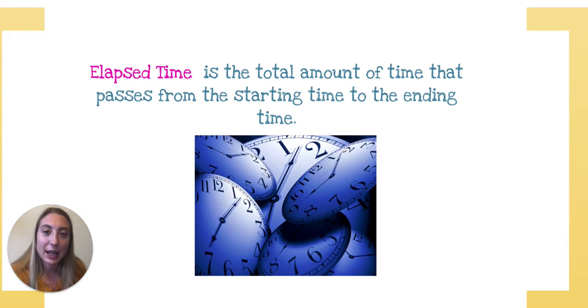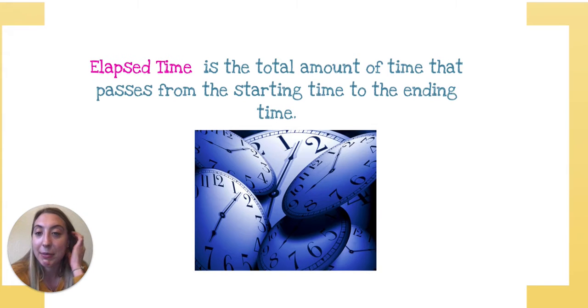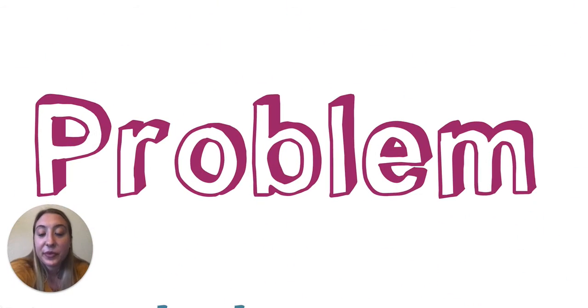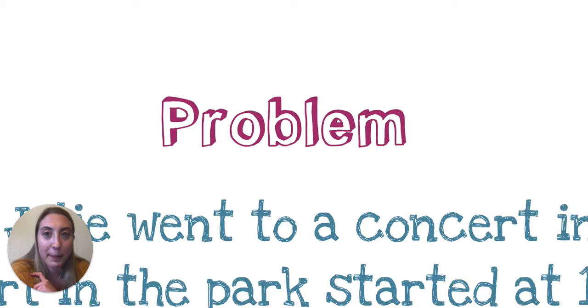What is elapsed time? It is the total amount of time that passes from the starting time to the ending time. So when you start something and when you finish something, how much time did you spend doing that? So you could find the elapsed time of I started school at this time and I ended school at this time. How much time did I spend in school? So let's go over a problem.